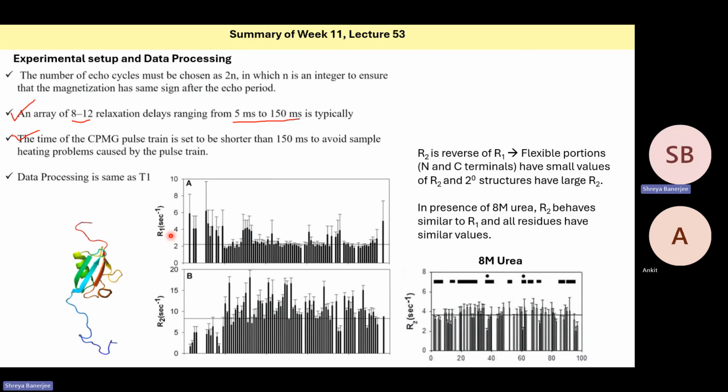So similar to R1, looking at an R2 graph, you can predict the degree of dynamism in a protein. If the R2 is small, that means the region is very dynamic, that is, it is flexible. And if the R2 is large, that means the region is folded into some kind of secondary structure.